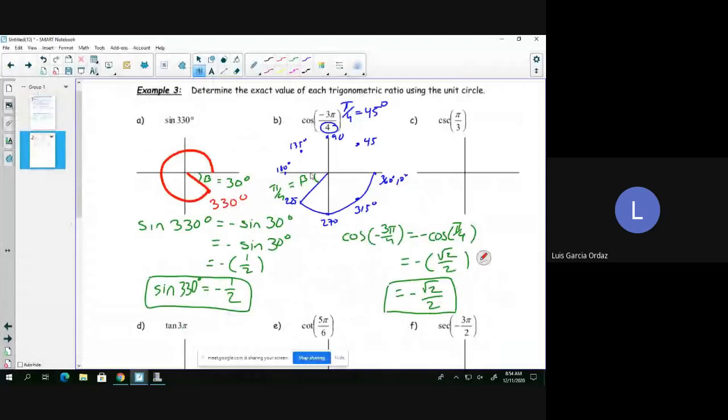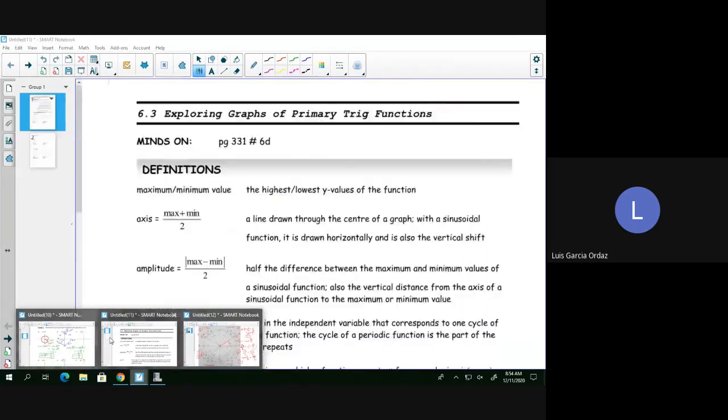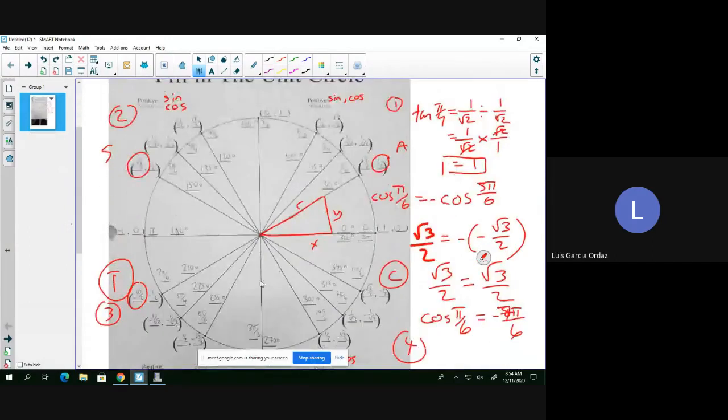The unit circle. So we're looking for cos of negative 3 pi over 4, which is just 225 degrees, correct? And if we look at our unit circle, what is cos at 225? So what is cos at 5 pi over 4? 5 pi over 4 is the same thing as saying negative 3 pi over 4.